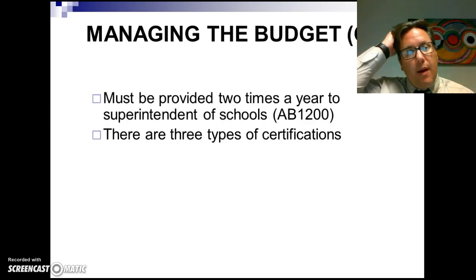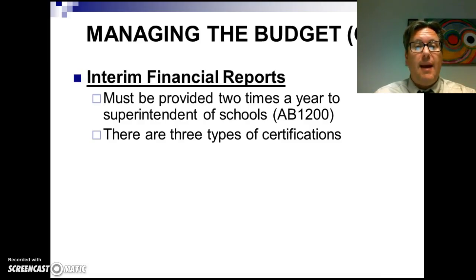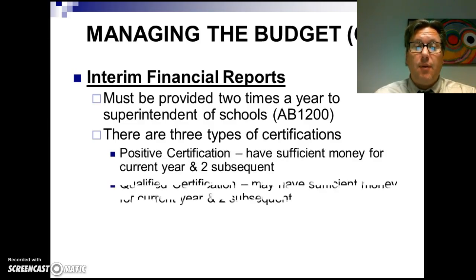So your budget must be provided 2 times a year to the superintendent of schools, and there are 3 types of certification, which we talked about, and that is very important. These interim reports come out just like the governor's interim report or secondary report. It's how districts balance themselves. So that's why there's the twice a year. It's really trying to follow through with what the district has spent as well as what the governor is forecasting and has been adjusted. So positive certification means you've got the money here for the year and 2 years after.